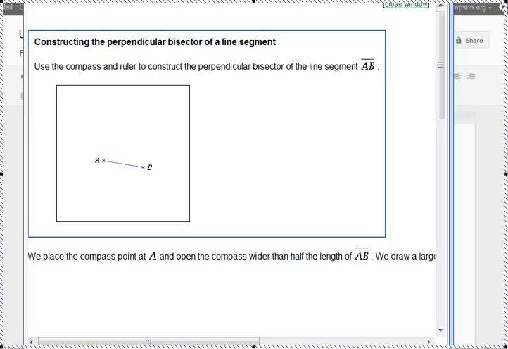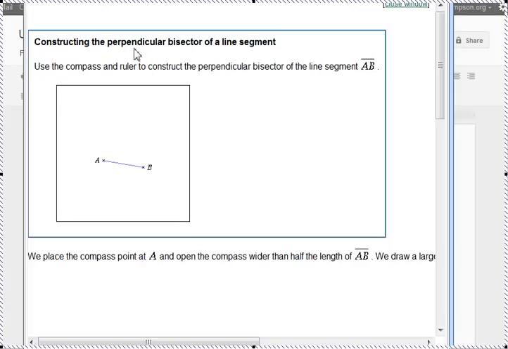And then a line segment, well, that's what this is. It's a line segment from A to B. It's not a full line because it would have arrows on it if it were a full line. It has two endpoints, so therefore it's a line segment, as opposed to a ray, which has one endpoint and one continuous side that goes on forever. So this is a line segment.